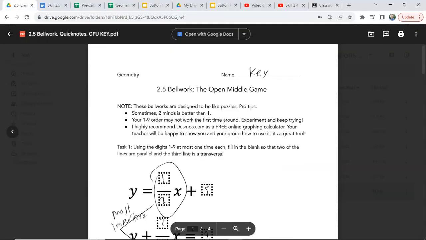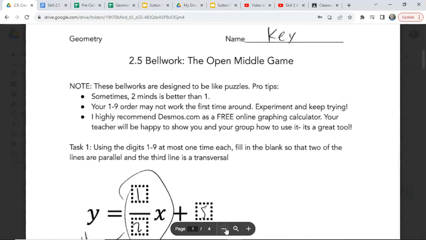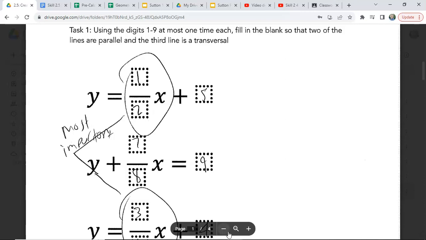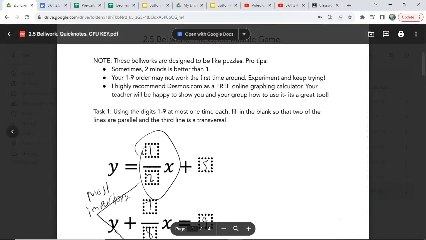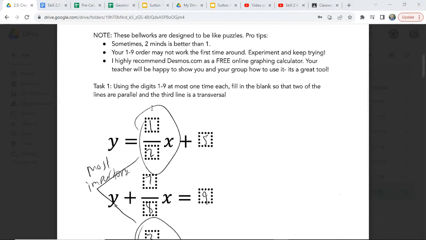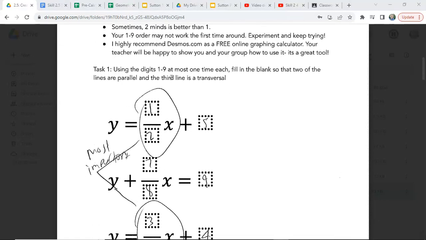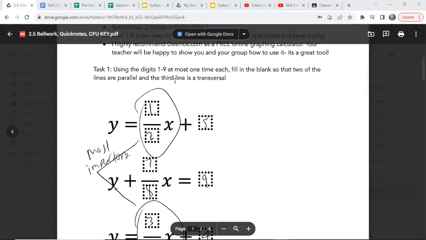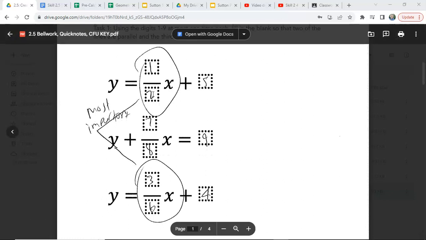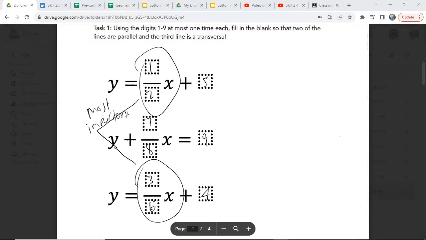All right, so let's look at answers here. So for this activity, we want to use digits 1 through 9. And so we need to have two parallel lines, and then one line is a transversal. So here the 1 and 2 need to go here, and then the 3 and the 6 need to go here. So that way we have two parallel lines.